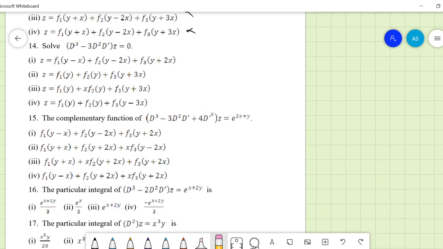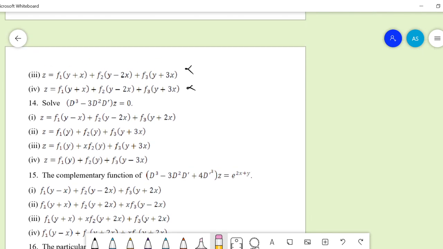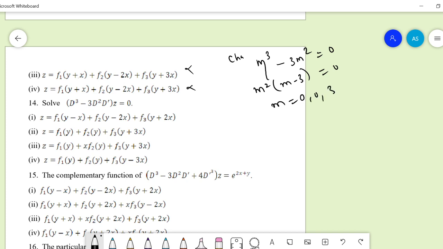Question number 14 follows the same procedure. Write the characteristic equation: replace D by m, giving m cube minus 3m square equals 0. When you take m square as common, m square into m minus 3 is equal to 0, so m is equal to 0, 0 and 3. So here two roots are repeated and one is a different root.